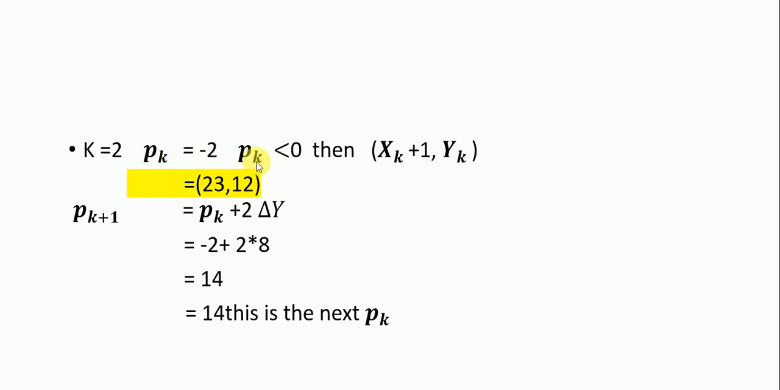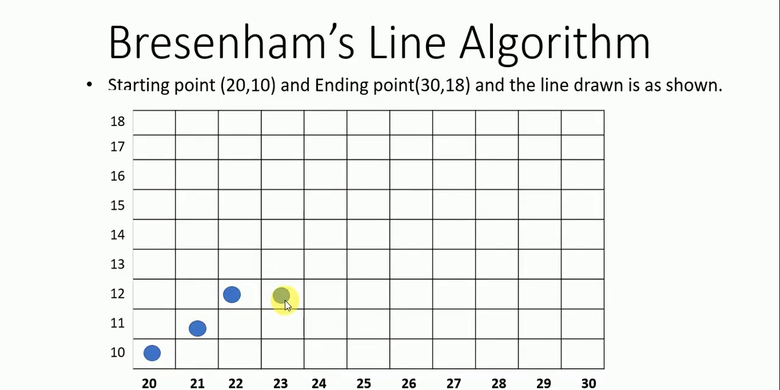Here pk is minus 2, which is less than 0, so the next pixel is xk plus 1 and yk. Since it is negative, there is only an increment of x and no increment of y. That means y remains where it is, so the next pixel is 23 and 12. Since it is negative, we use this formula, and substituting, the next pk becomes 14, which is positive. Because pk is negative, you choose the lower pixel.